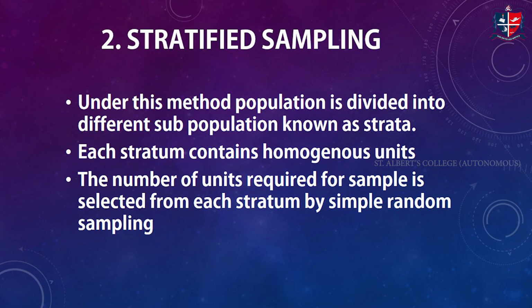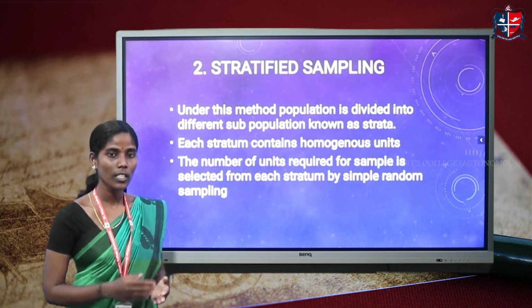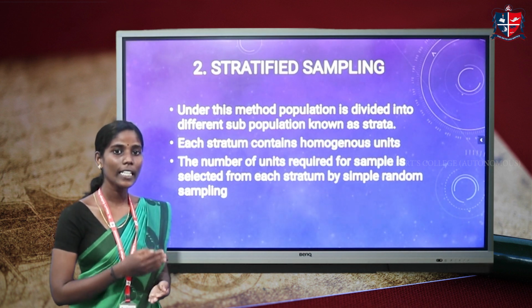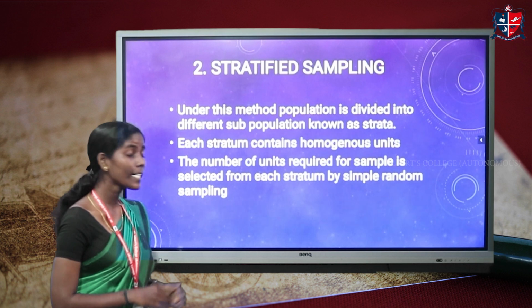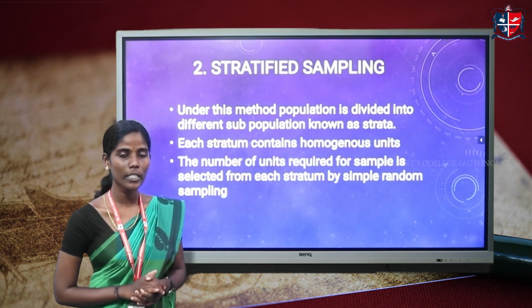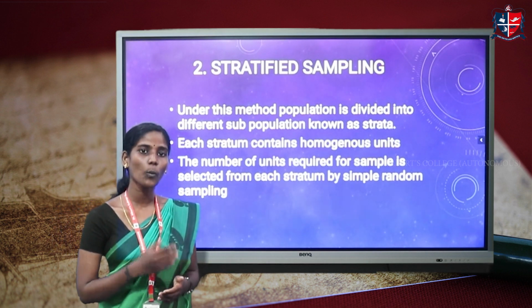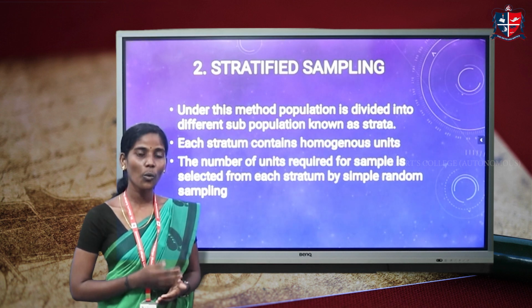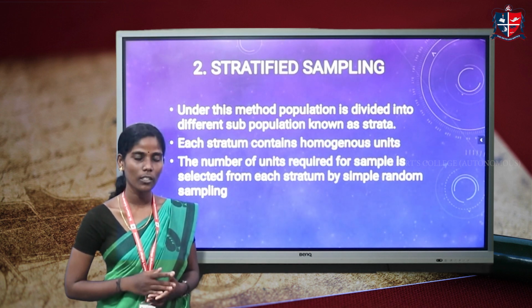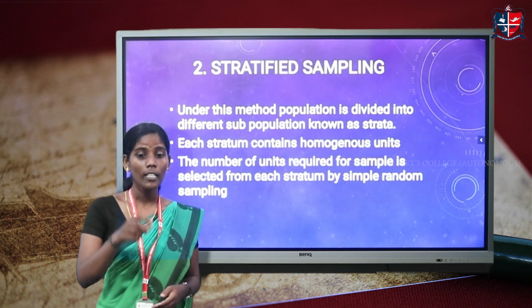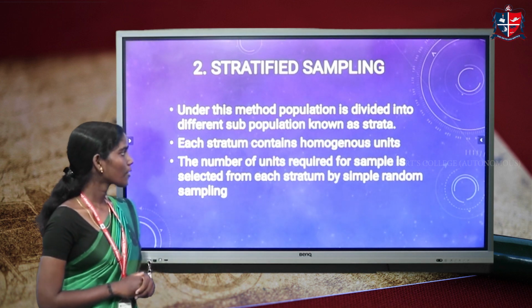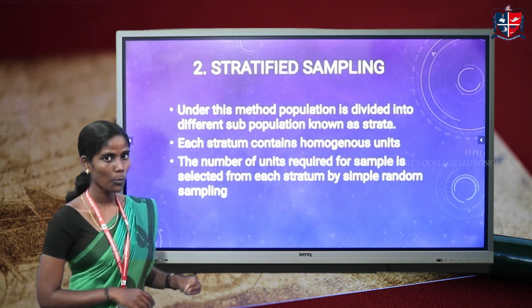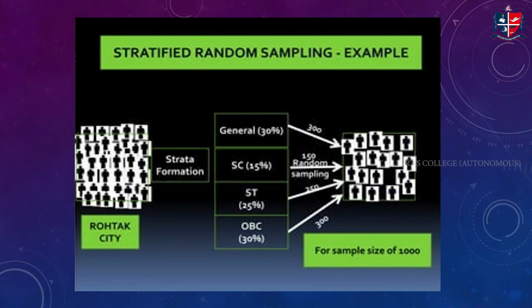Next method is stratified sampling. Here the researcher divides the entire population into subgroups. Each subgroup is called a strata, and each strata will be homogeneous because we are dividing this population on a certain basis. That means each unit in one strata is homogeneous. And from those strata, we are taking a sufficient number of units.